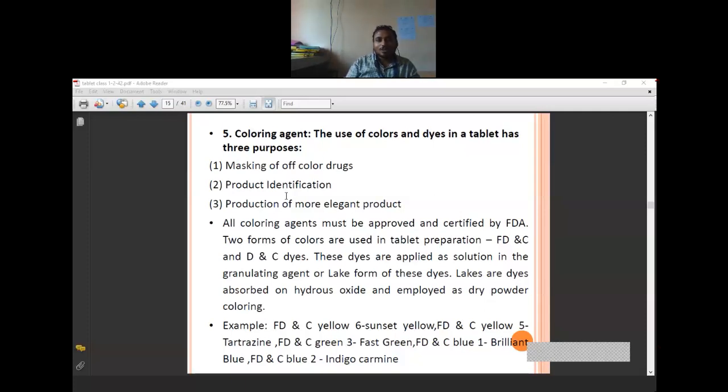If your iron tablet is red in color, okay. Yes, sir. If the iron tablet is yellow or black in color, you would become confused. Is it an iron tablet? Because an iron tablet is red in color. Okay, that is called product identification.